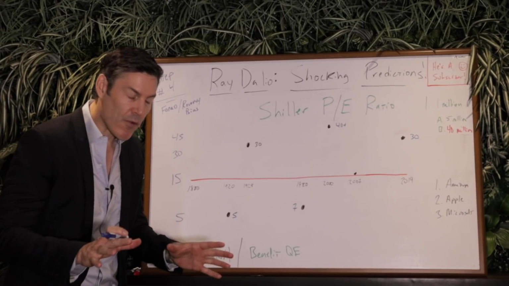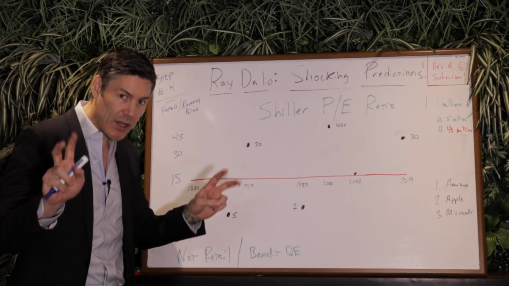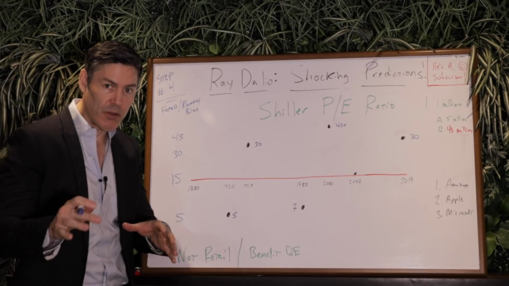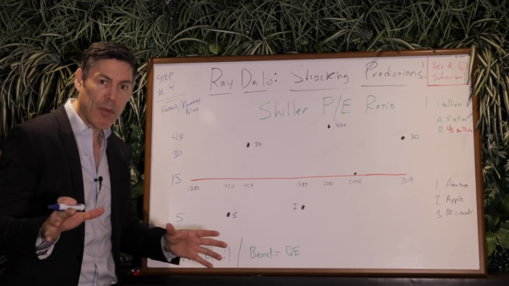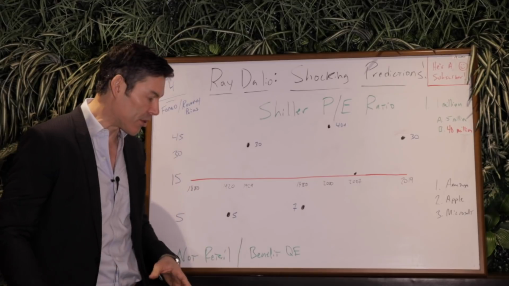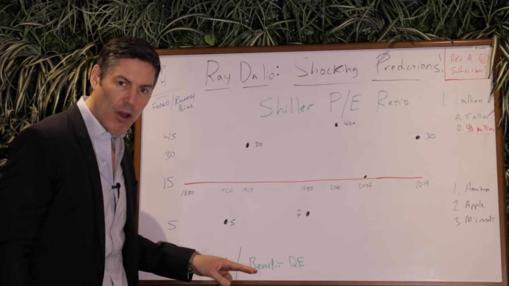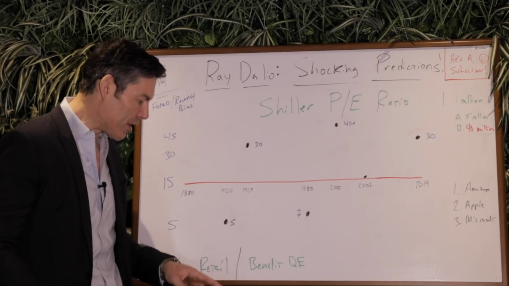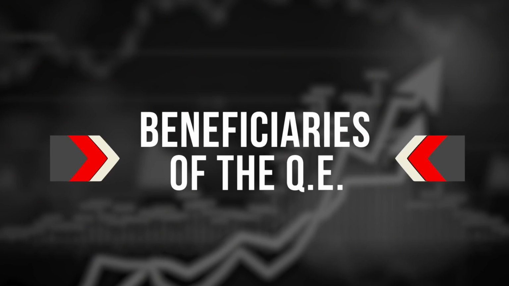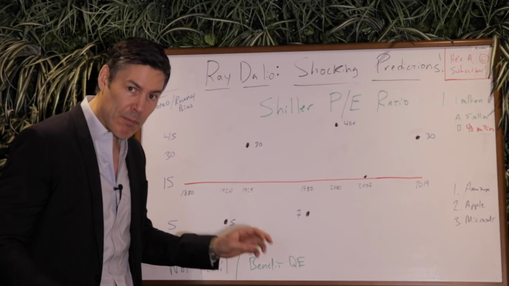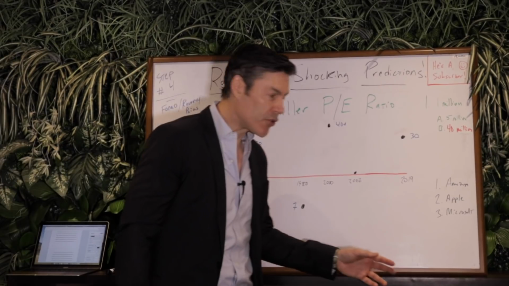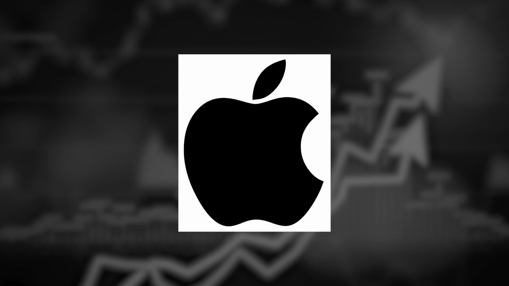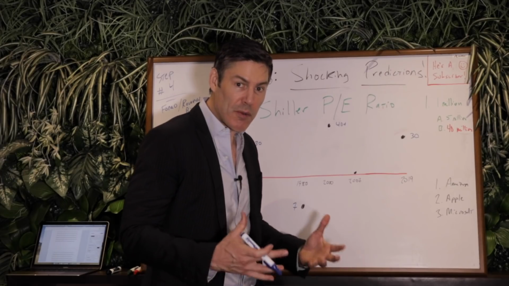I want to make sure everyone's clear. When he's talking about investors, he's not referring to the retail investors like you and your buddies that have a Robinhood account or maybe some stock in your 401k. He's referring to all those institutions that we talked about in step number 1, the beneficiaries of the quantitative easing and money printing.